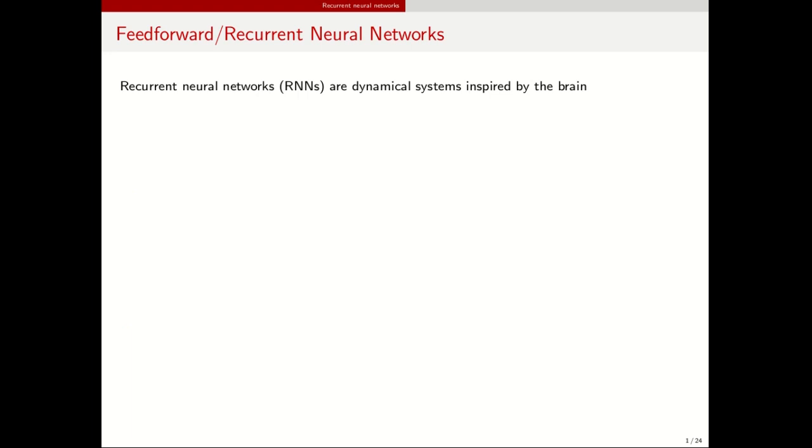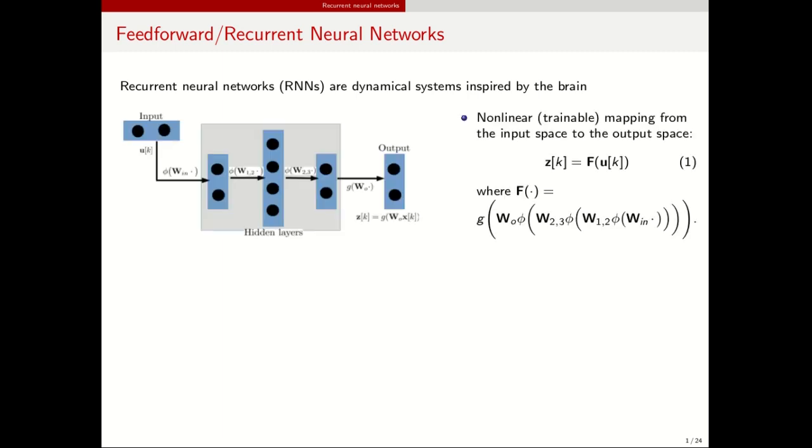So first of all, I want to make clear the difference between feedforward and recurrent neural networks. Recurrent neural networks are dynamical systems inspired to some extent by the brain, and here in the picture you can see a schematization of a feedforward neural network.